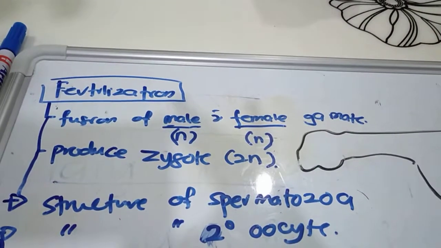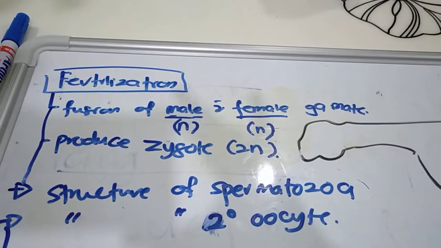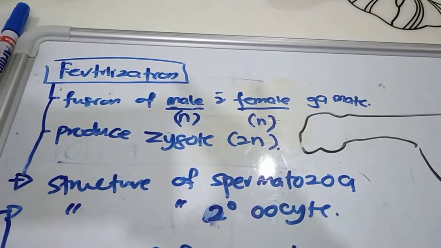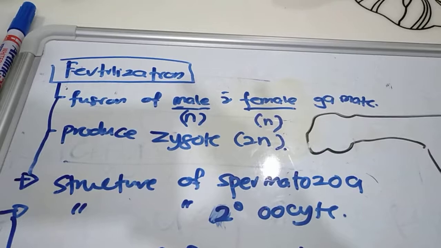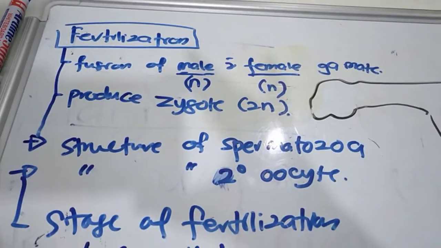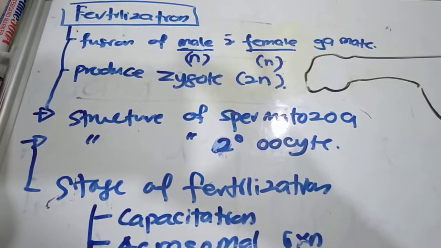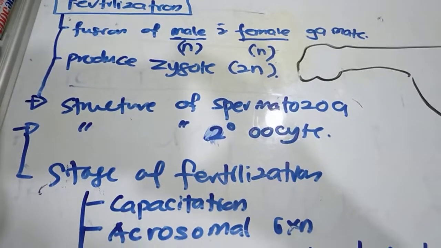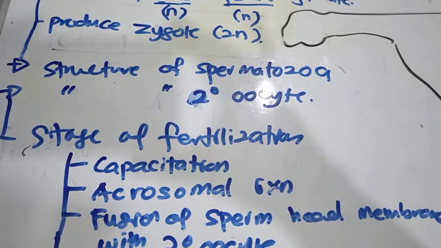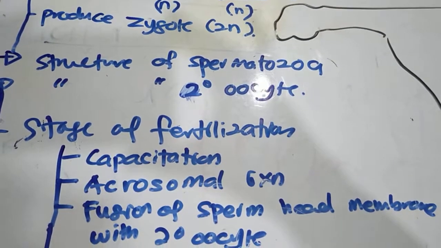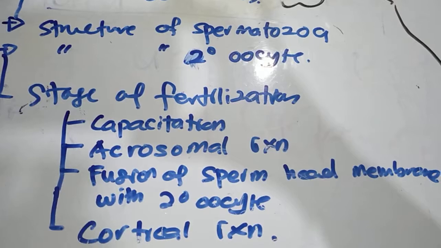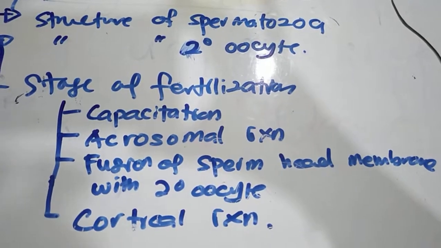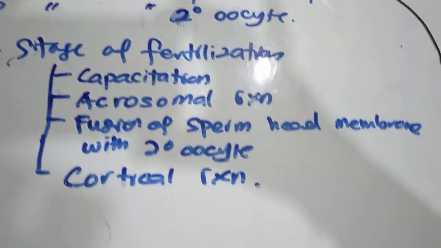Alright, so to understand about this process, you need to recall back the structure of spermatozoa and also the structure of secondary oocyte. We have 4 stages in fertilization. First one is capacitation, followed by acrosomal reaction. And the third one is fusion of sperm head membrane with secondary oocyte. And the final stage is cortical reaction. So let's start with the first stage, capacitation.